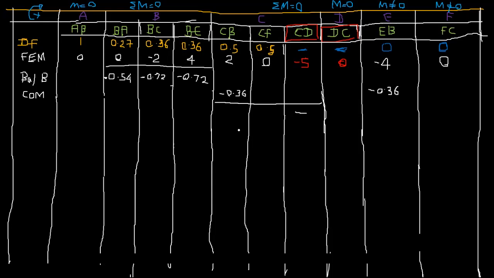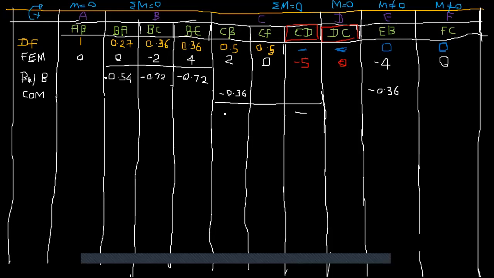So CB will take half of that, 0.5. So that means 1.68. I would say that is low. I will write that the same. So that is minus 3.36.